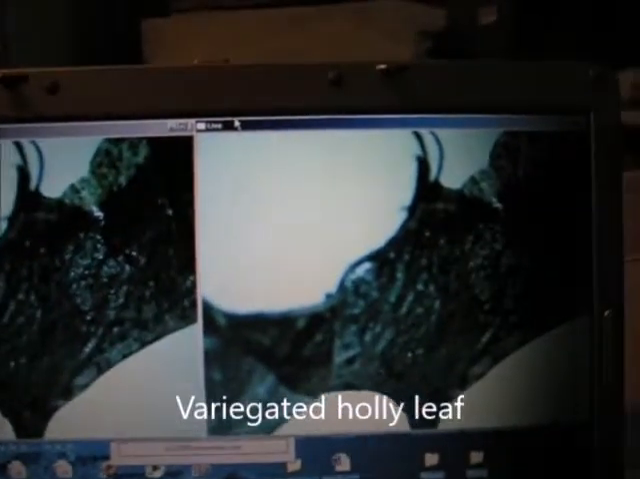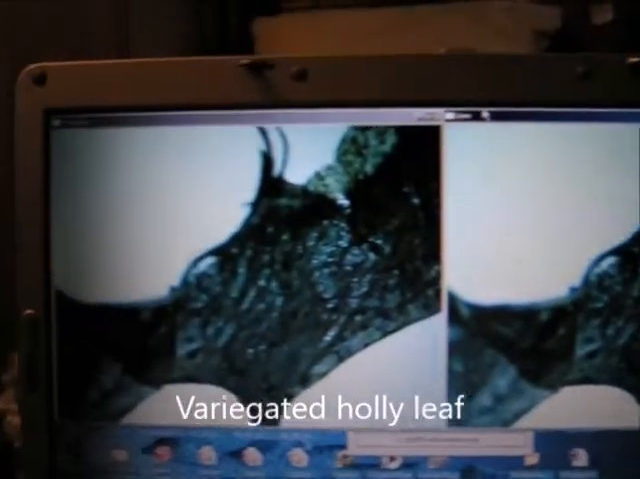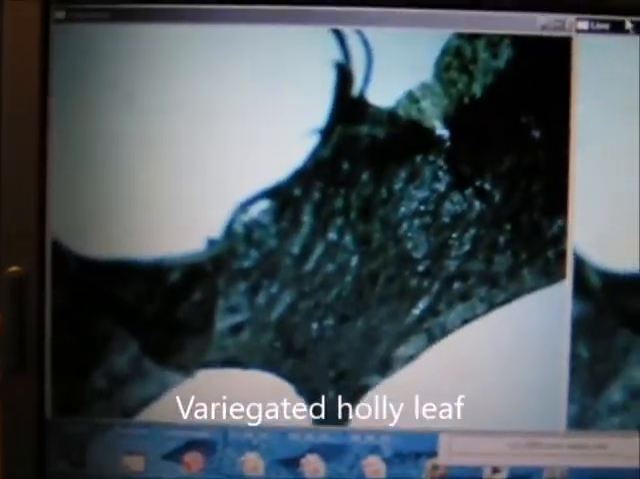And this is from a variegated holly, which is just outside of my front door and has produced berries in the last few years. But as you see, this is a desiccated leaf, and you can see where the thorns are about to come off there.